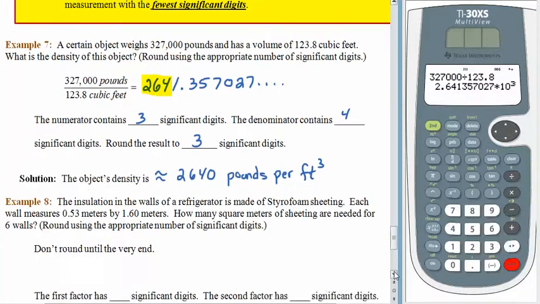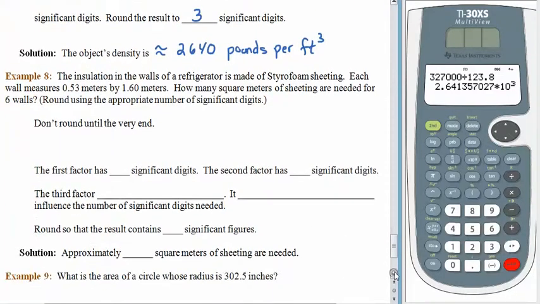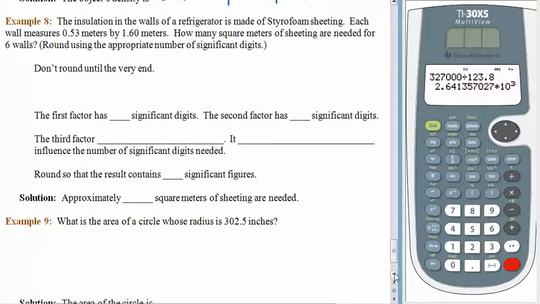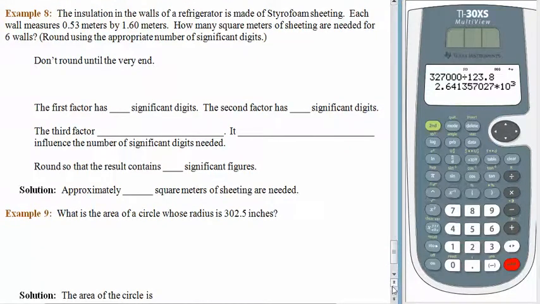Okay, let's slide down and try another one here. The insulation in the walls of a refrigerator is made of styrofoam sheeting. Each wall measures 0.53 meters by 1.60 meters. How many square meters of sheeting do we need for 6 walls? Remember, we're not going to round until the very end. And the first thing we're going to do is just set up this calculation.